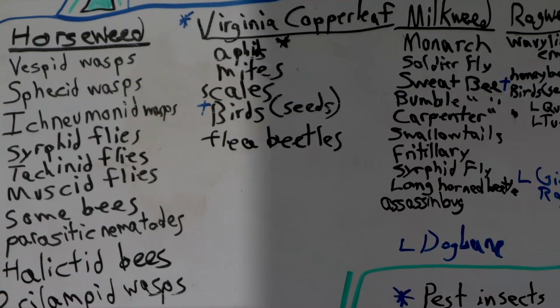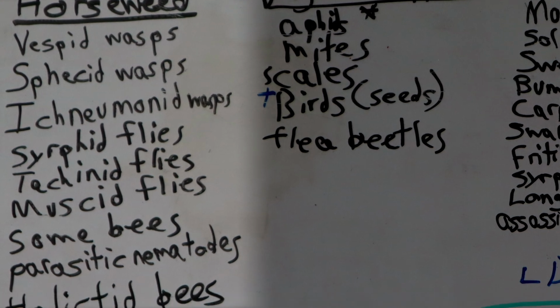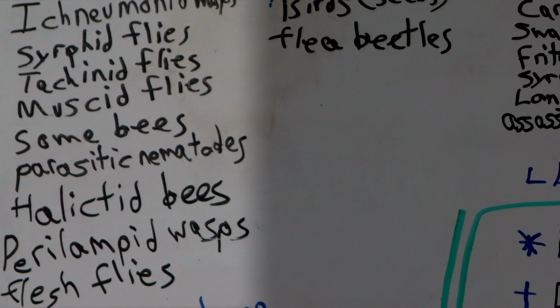And so we're talking about the vespid wasps, the sphecid wasps, the ichneumonid wasps, syrphid flies, tachinid flies, muscid flies, some of the bees, especially some of the smaller bees, right? Native bees. A lot of the parasitic nematodes as well, especially when we're talking about subterranean in the soil, the root zone of these plants. And then it will also attract halictid bees, pompilid wasps, and flesh flies.